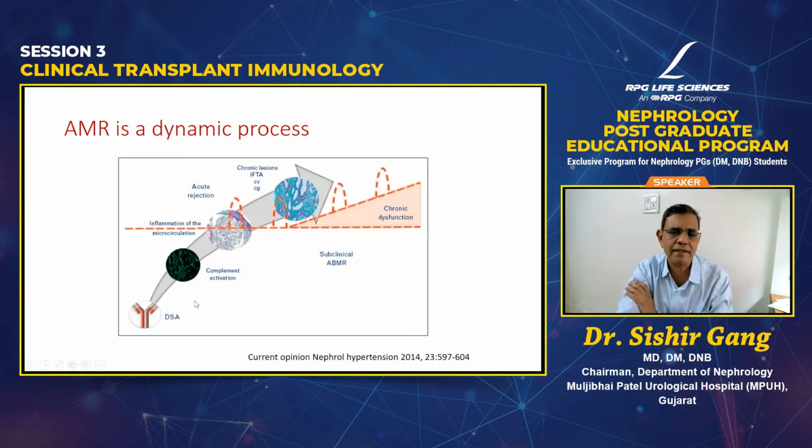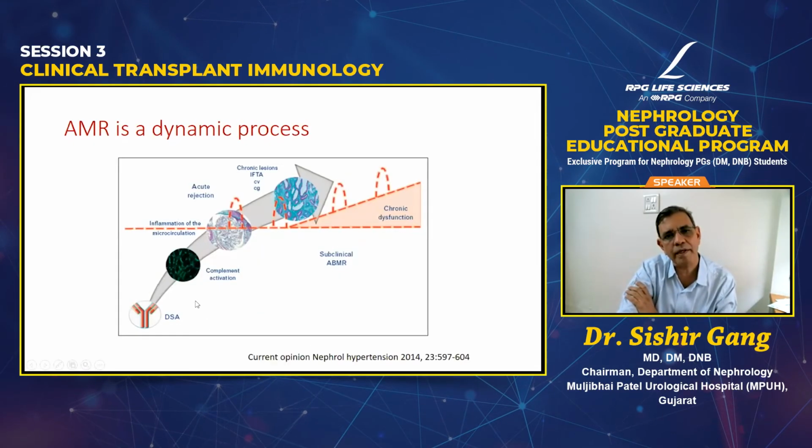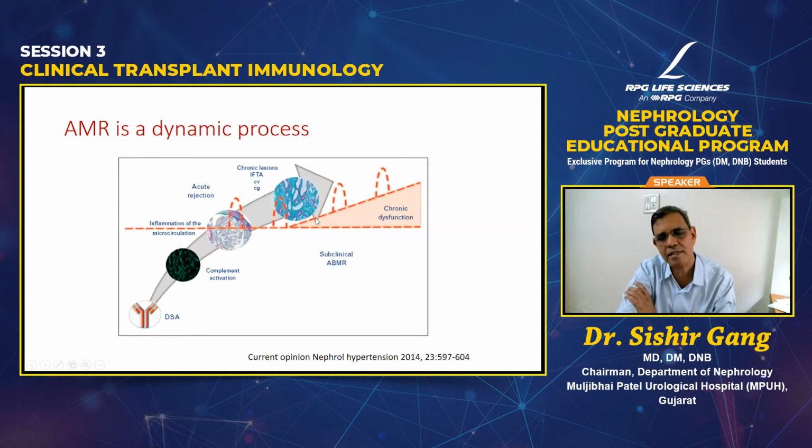Important to recognize is that, depending upon the amount of antibody and their ability to engage different mechanisms, AMR is a dynamic process that might present as an acute rejection. If it is very low grade, it might form chronic lesions and then eventually lead to chronic graft dysfunction.